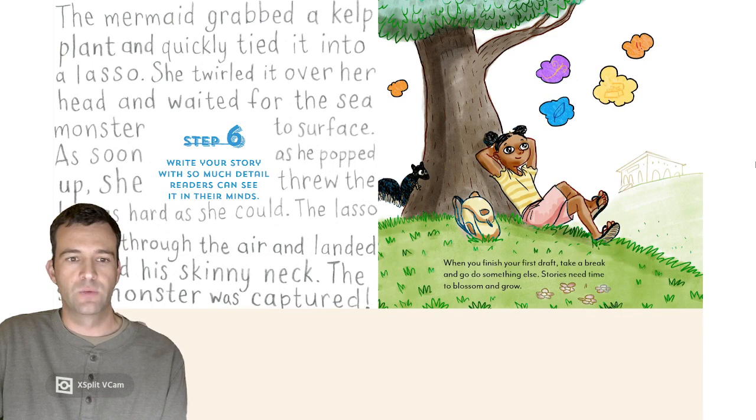Step 6. Write your story with so much detail readers can see it in their minds. The mermaid grabbed a kelp plant and quickly tied it into a lasso. She twirled it over her head and waited for the sea monster to surface. As soon as he popped up, she threw the kelp as hard as she could. The lasso sailed through the air and landed around his skinny neck. The sea monster was captured.